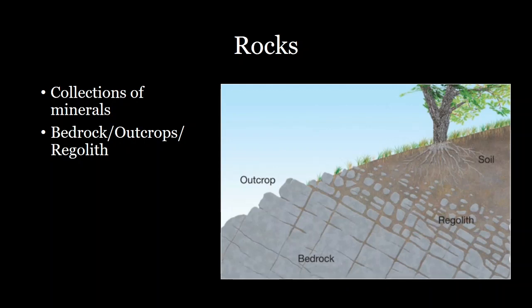And so when that bedrock erodes and forms smaller rocks and begins its process into forming soil, we call that regolith. That's the intermediate process material between bedrock and soil.